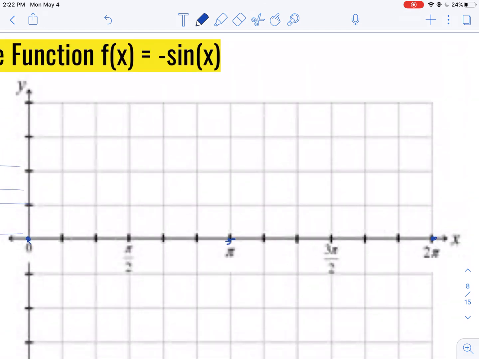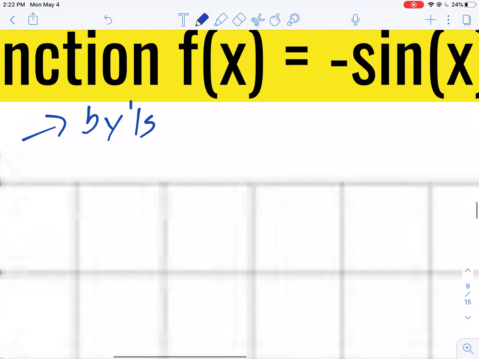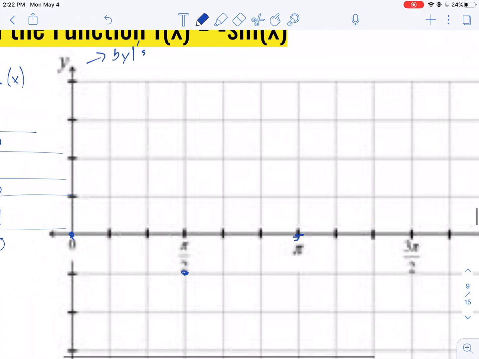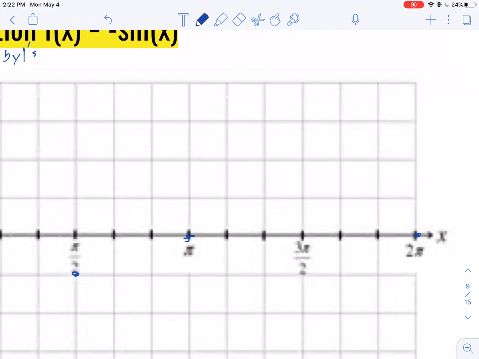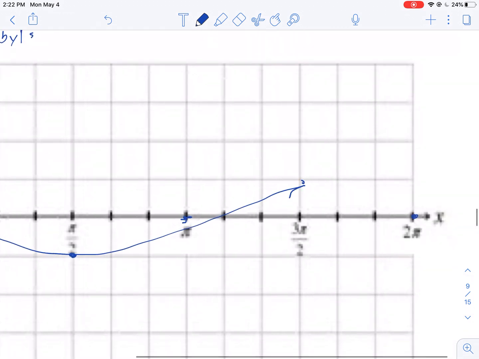We'll actually scale this graph by 1s, so we're keeping it normal. I've got that pi over 2 negative 1. I've got that 0, pi 0. I've got 3 pi over 2 positive 1. And then it ends up creating the same shape, but now it's just kind of upside down.